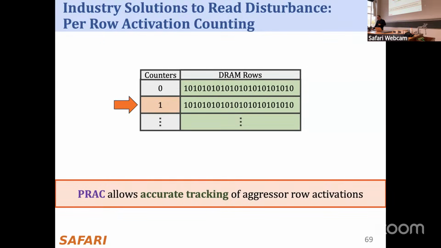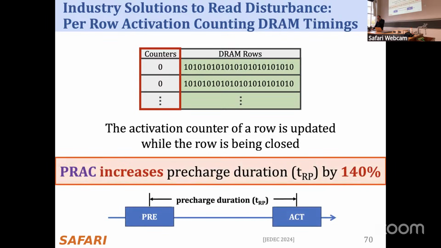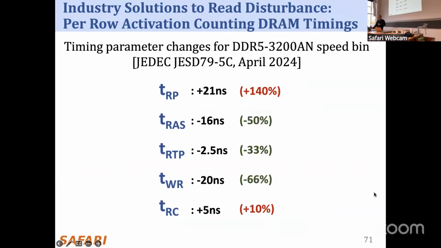Okay, so basically, this allows accurate tracking of aggressor row activations, and you keep tracking. And it turns out one of the other issues is you need to count how many times you activate, and when do you actually update this counter, right? The way it's proposed in the standard is you increment the counter when the row is being closed. And in this paper, we argue that this is a bad idea, essentially, because it increases your precharge latency by 140% in one data sheet, for example. These are from real data sheets.